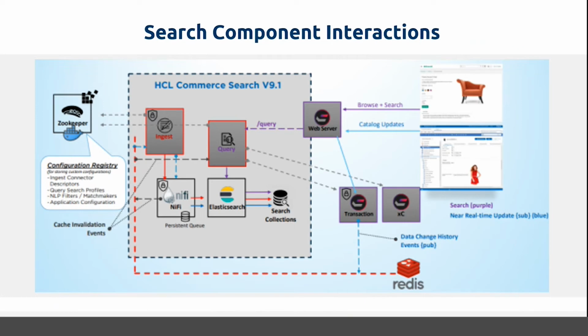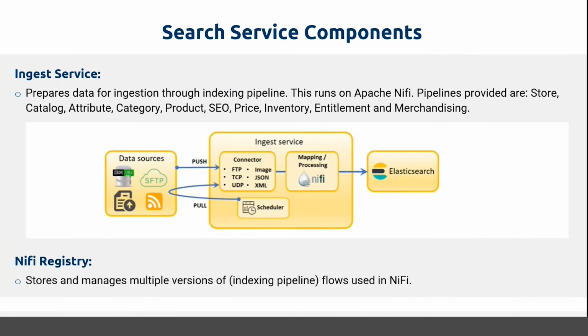Now, in such component interaction, as we can see in the image, HCL Commerce Search comprises different components. We have Ingest Service, which is similar to pre-processing and build index in Solr. Then we have Query Service, which is similar to runtime process in Solr. We have Zookeeper, Redis, and Elasticsearch. Each of these components we will now discuss in detail.